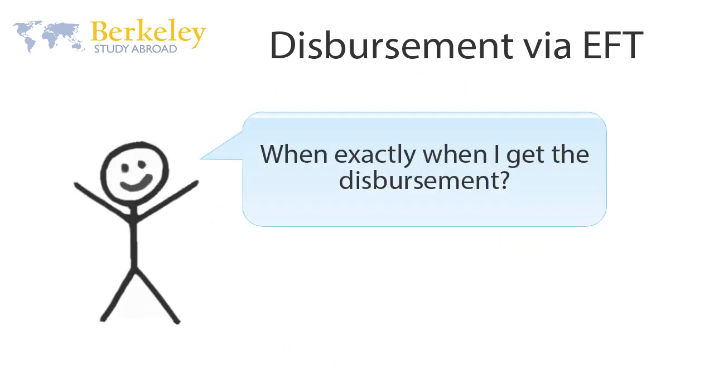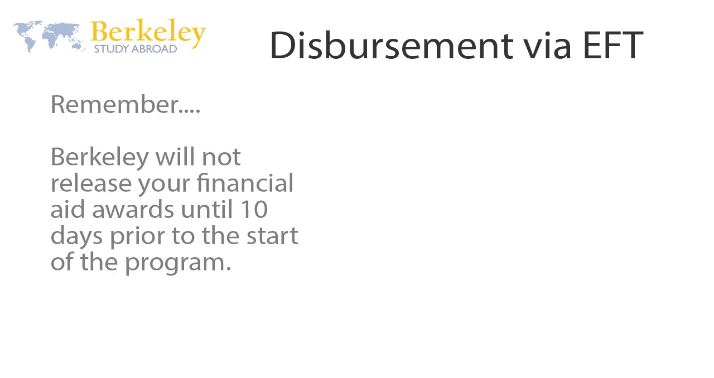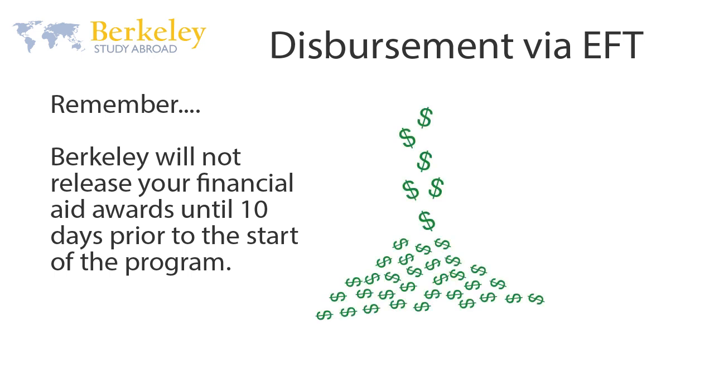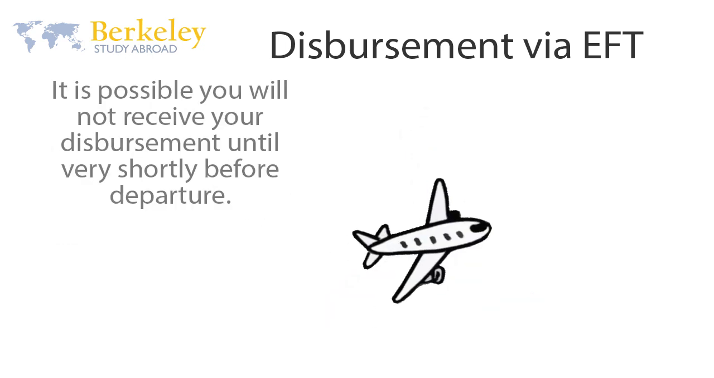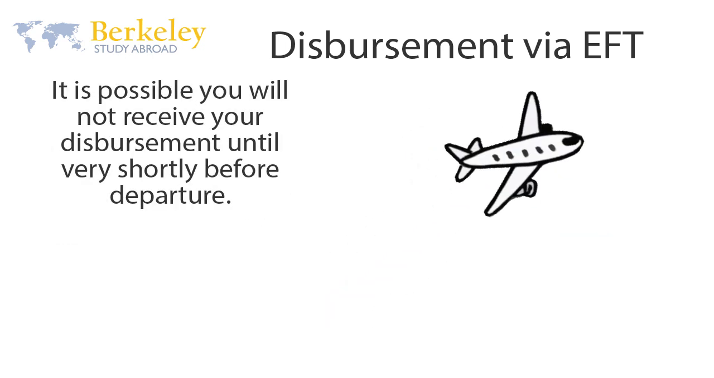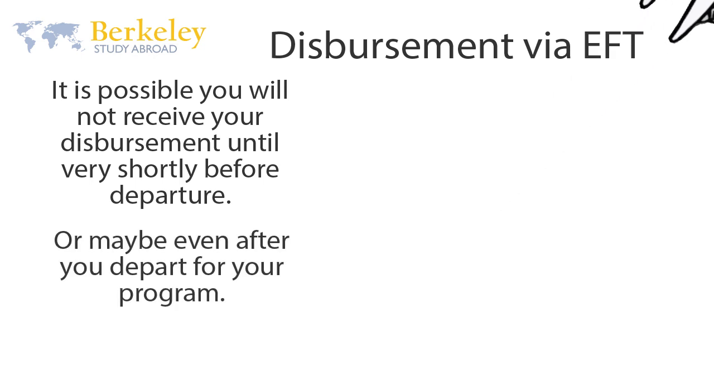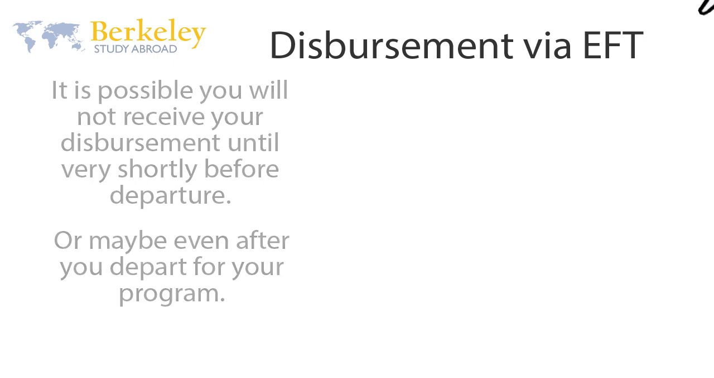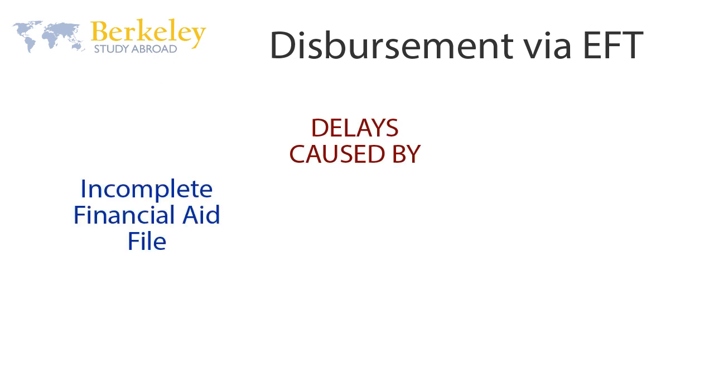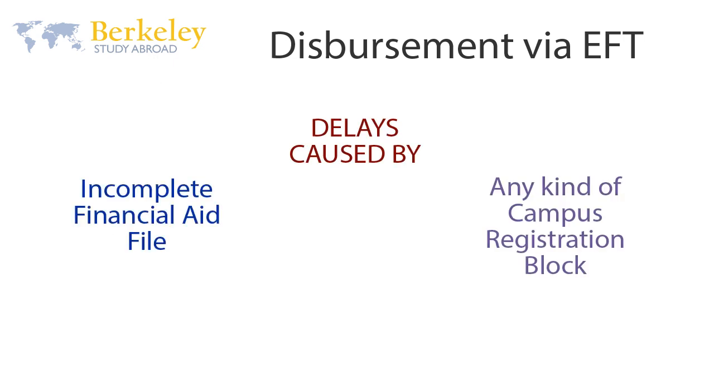When exactly will I get the disbursement? Because Berkeley will not release your financial aid awards until 10 days prior to the start of the program, it's possible that you will not receive your disbursement until very shortly before departure. If there are unexpected delays in Berkeley releasing your awards, it's possible that your disbursement will be issued after you depart for your program. This might happen if you have an incomplete financial aid file or other campus registration block.